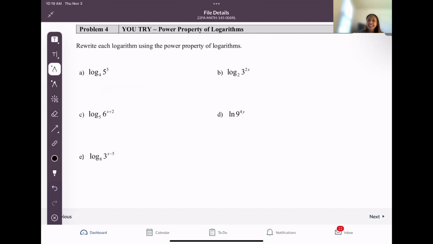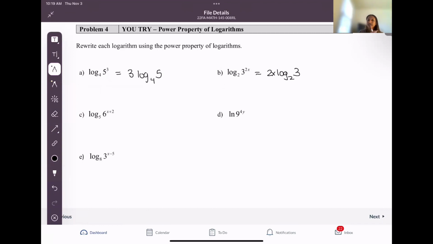And really, it's as easy as it looks. We're just taking the exponent and multiplying by it. Log base 4 of 5 to the 3rd power, that would be 3 log base 4 of 5. That's all we're being asked to do here. For part B, log base 2 of 3 to the 2x power, we'll bring that exponent 2x down and multiply by log base 2 of 3.